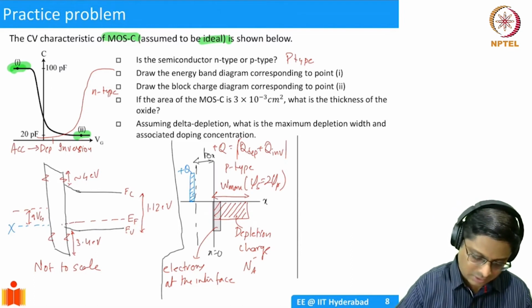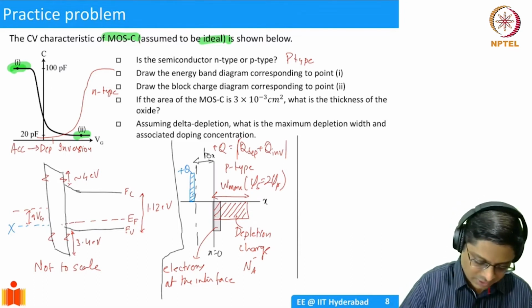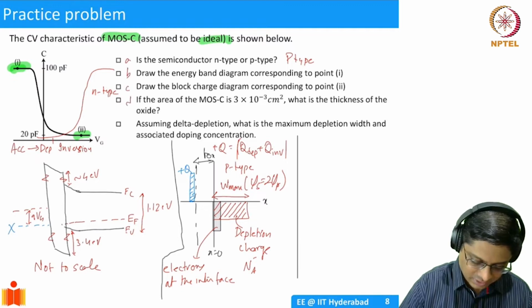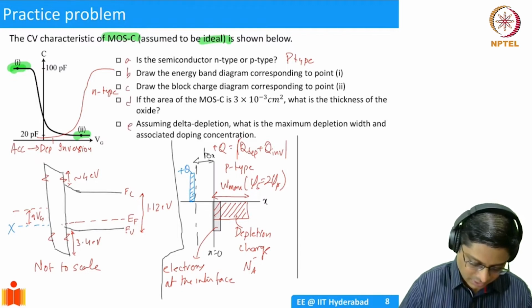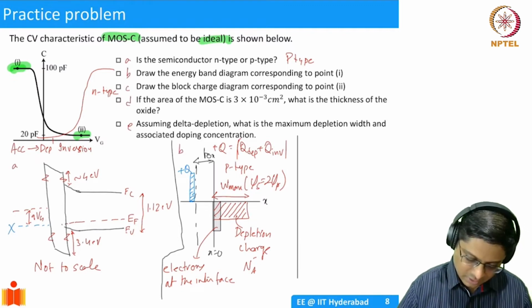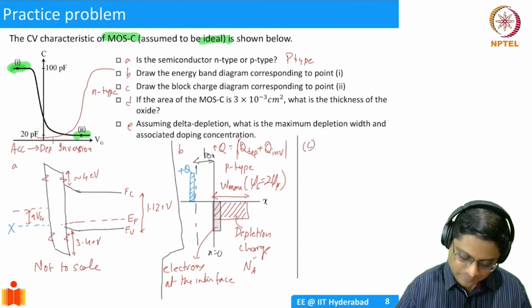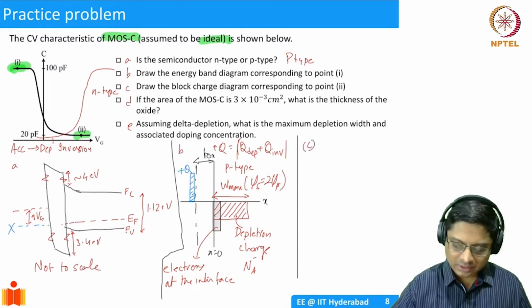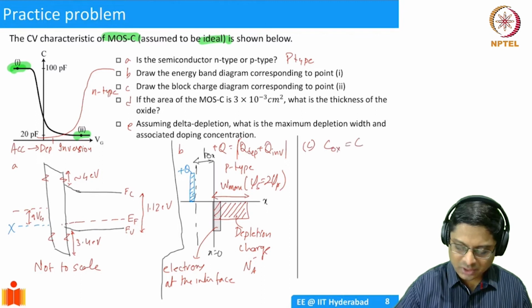So if I can draw, I'll put it here in the last part. If I call this A, B, C, D, E, this is part A, this is part B. So part C, I'll do it here. So I know that C ox is equal to C accumulation. That is equal to 100 picofarads.